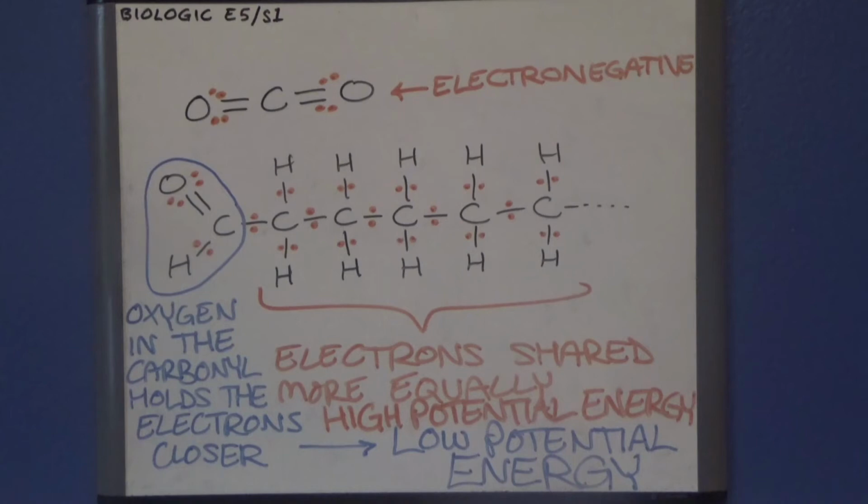So if oxygen has a strong electronegativity, and this is causing the bonds that it makes with carbon to have low potential energy, low chemical energy, then what about the carbon atoms? Carbon atoms are electronegatively neutral, as are hydrogen atoms. In a carbon-carbon bond, like the ones that exist all down the sugar's backbone, the electrons are equally shared between the atoms.